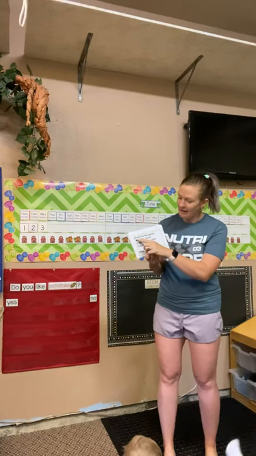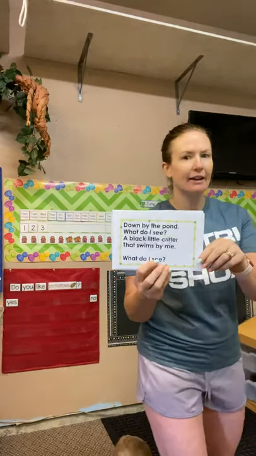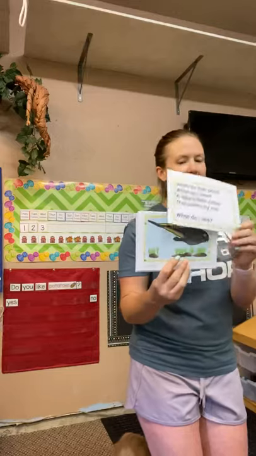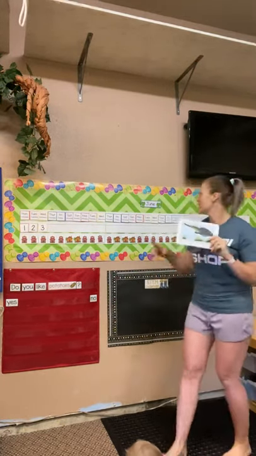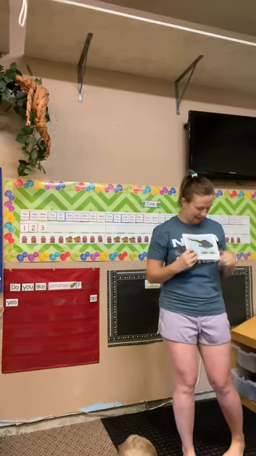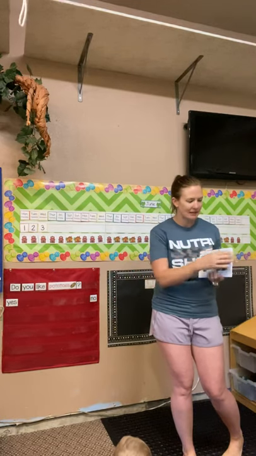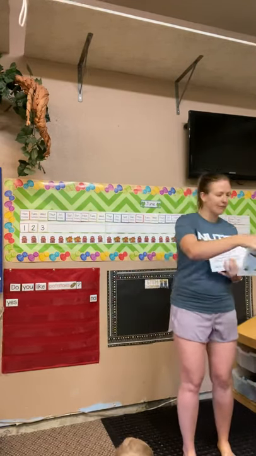Oh man, that's stinky. Down by the pond, what do I see? A black little critter that swims by me. What do they see? Remember? It's a little tiny black. Do you guys remember? It's a tadpole. It's a baby frog. This is what a baby frog looks like. Remember we talked about how frogs live in ponds and then they lay eggs and out come baby frogs, which are tadpoles. But they don't look like frogs, do they? They're little tiny. They're like this big. It's a baby one, like this one.